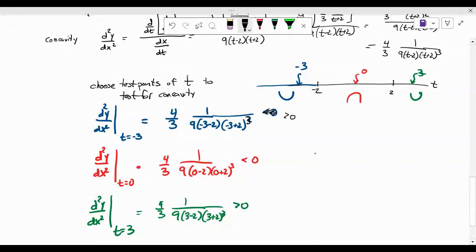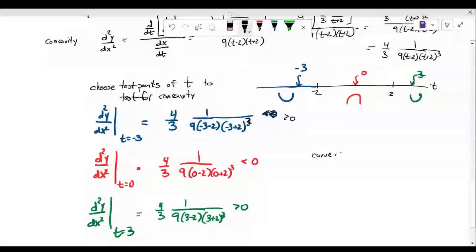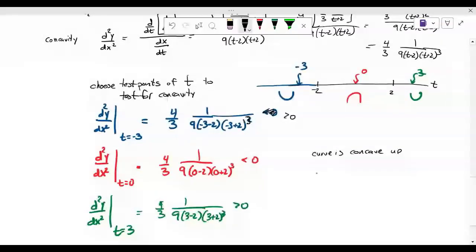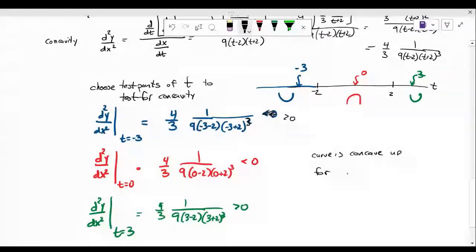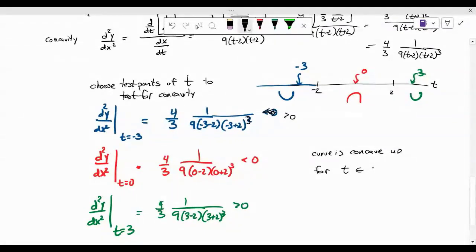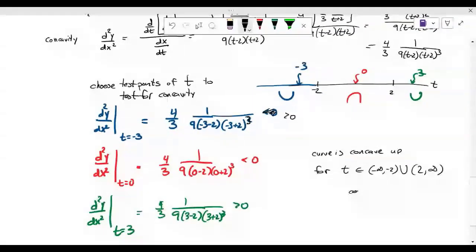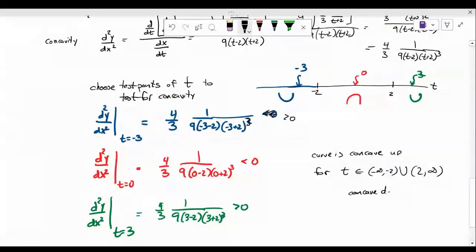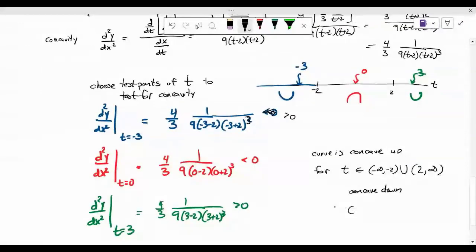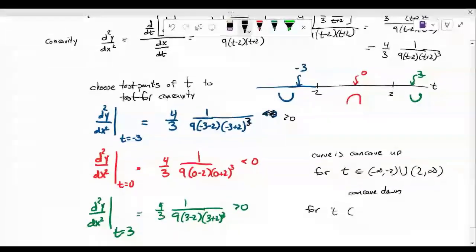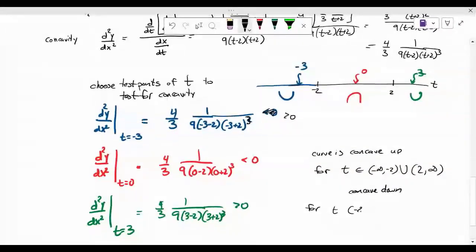Okay. So the curve is concave up for t's in negative infinity to negative 2, together with 2 to infinity, and concave down, okay, for t between negative and positive 2. All right. Cool.